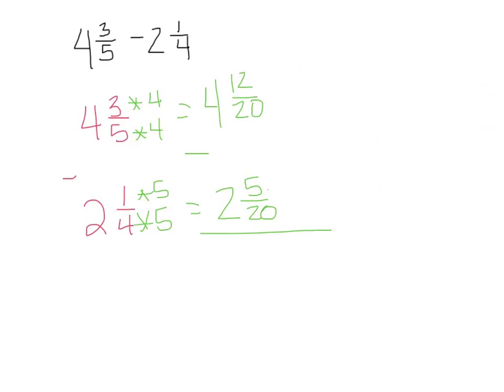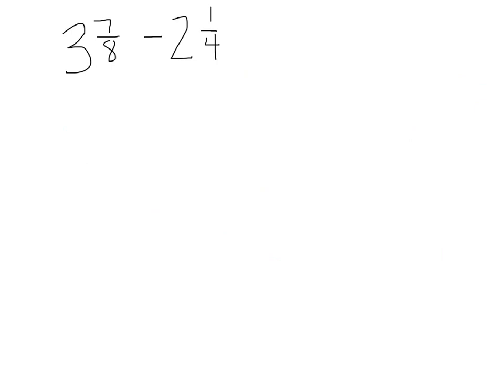4 minus 2 is 2. 12 minus 5 is 7. And then the pieces are 20ths. Okay, here's a follow-along problem, just like the one we did before. I want you to pause the video, try it out, and then unpause, and I'll show you how to do it.